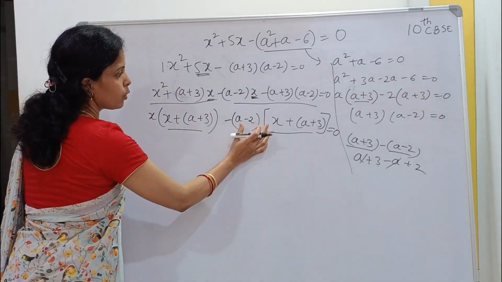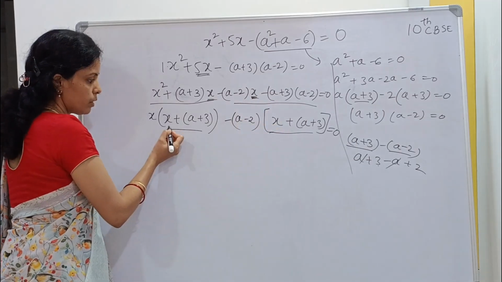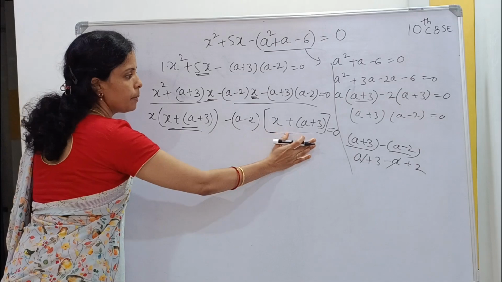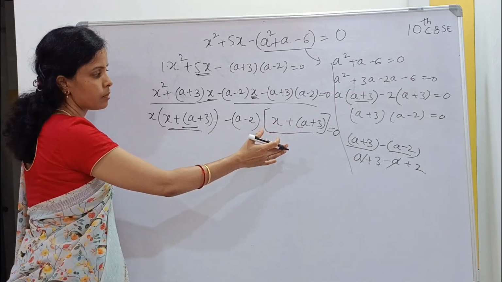See children, when you get confused how to take a common, first we are very clear that we got x plus a plus 3. Hence, the same expression has to come here as well.